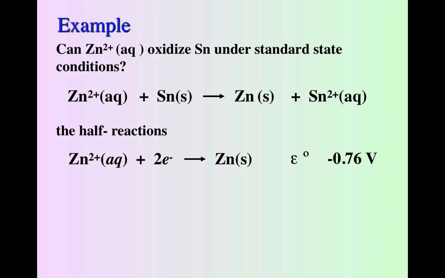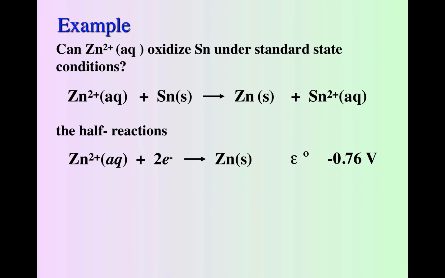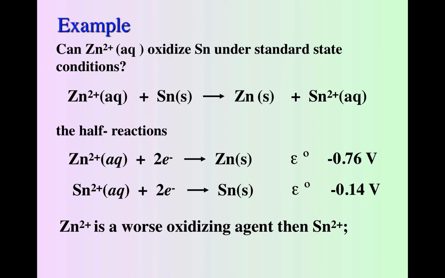So when I look at the two half reactions, right, this would be the oxidation potential for zinc 2 plus. This is the reduction potential for zinc 2 plus. And this is the reduction potential for tin 2 plus, right? We looked them up on the chart. So if I want the oxidation potential for tin, I turn it around, and I would get the voltage for the cell. So no, zinc 2 plus will not take electrons away from tin in a spontaneous way.